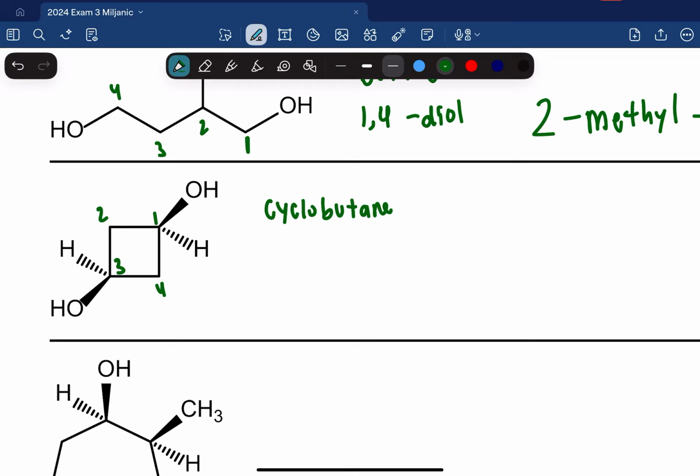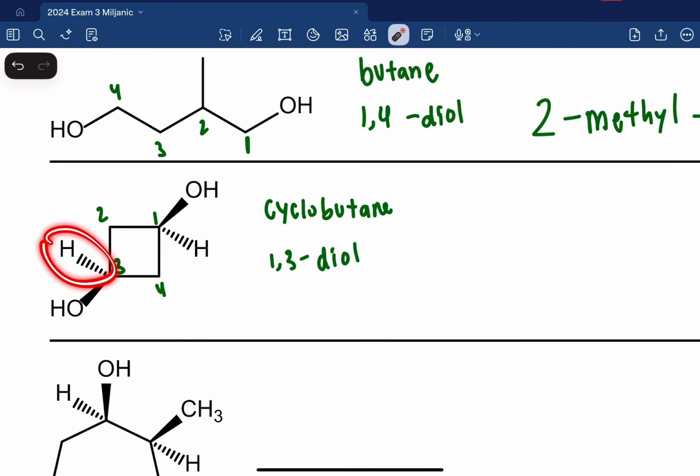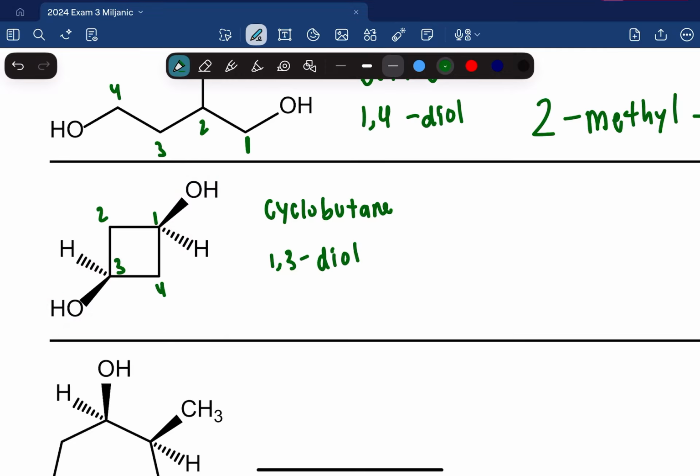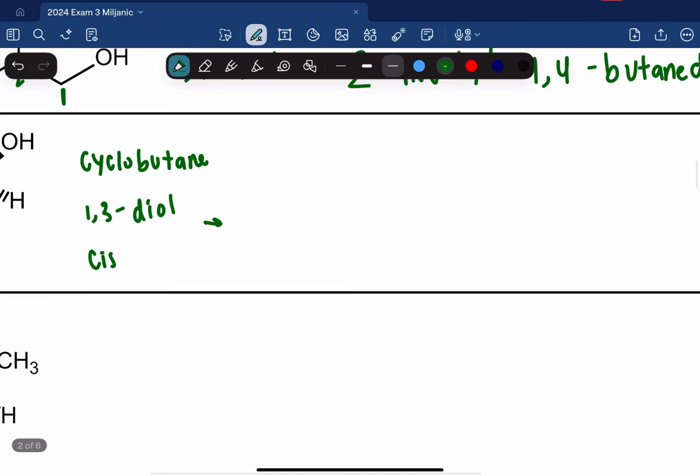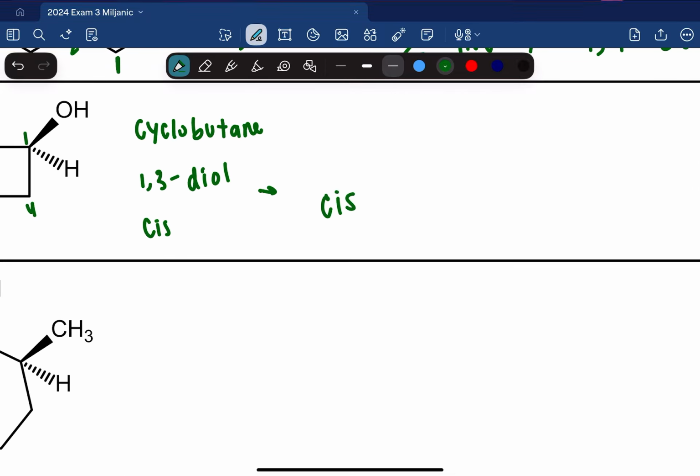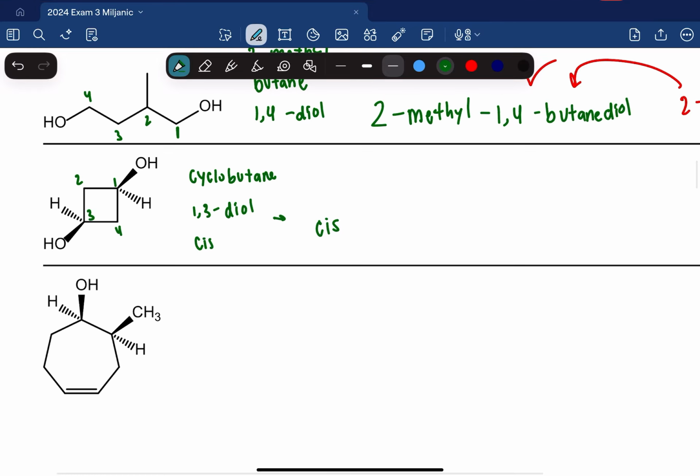And then we can also see we have a 1,3-diol. And then what's key here is since you have 2 groups that are the same, we could look at the hydrogens or we can look at the OHs and compare these to each other. So since they are cis, you can say this is cis. So to put it all together, you would just say cis-1,3-cyclobutanediol.